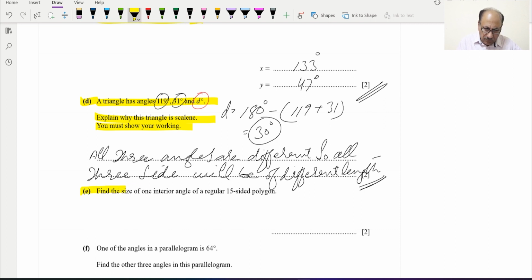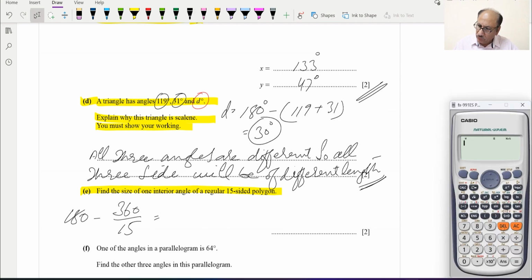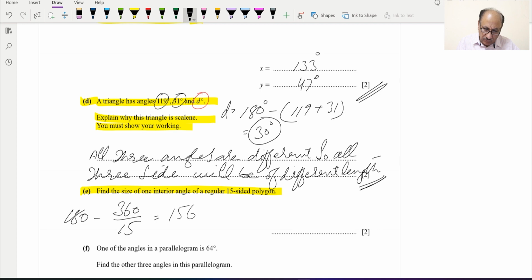Then E part, find the size of one interior angle of a regular 15-sided polygon. So we can write 360 divided by 15, which is the exterior angle. So 180 minus the exterior angle will be equal to, if we calculate with the help of a calculator, 180 minus 360 divided by 15, and this gives us 156. So 156 degrees will be our answer for 2 marks.